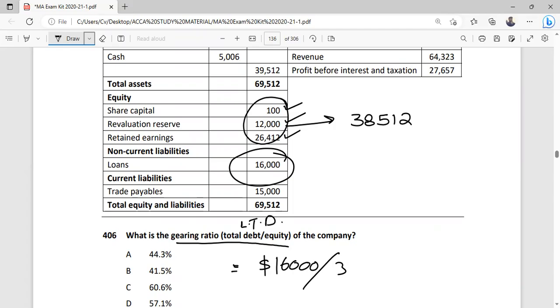over 38,512, sorry, 38,512, and it is multiplied with 100. So what would be your answer? Your answer will be B, 41.5%. Any question?